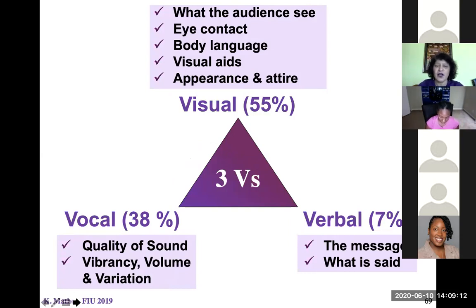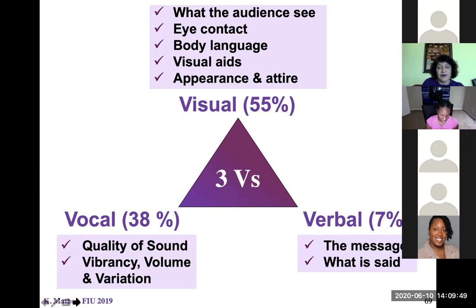Vocal, the quality of sound, how vibrant you are, how much is your volume. Don't whisper. Variation, don't look at the slides and talk to the slides instead of the audience. So all that only contributes to 38%, but still a chunk of the things. And the next is verbal. And imagine it's only 7%. The message, what is being said. So for 7%, the rest of it is so critical to get the final 7%. So it's very important that you pay attention.